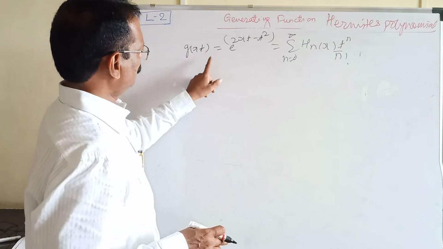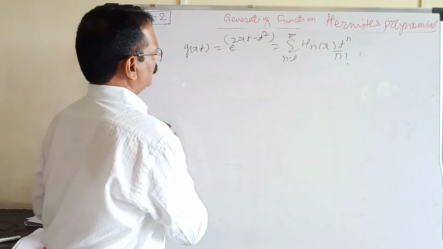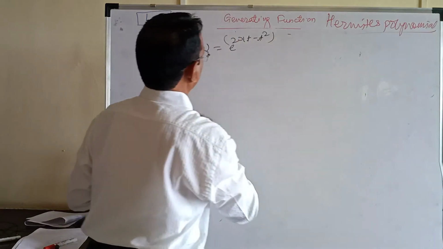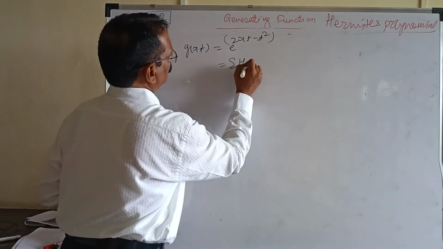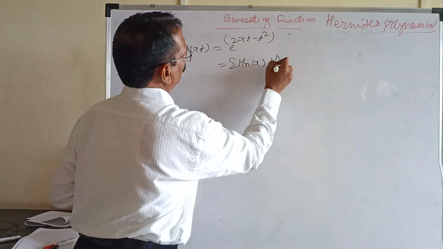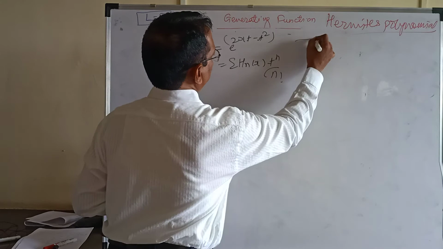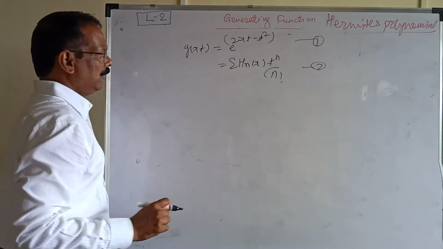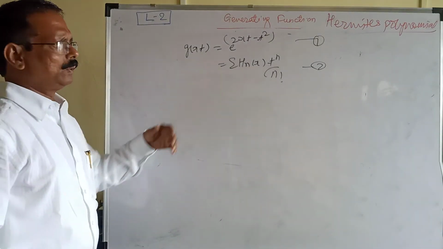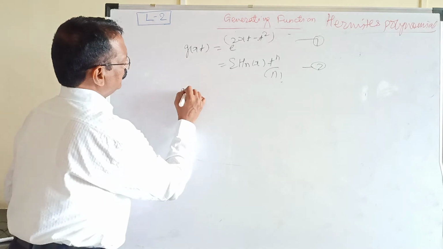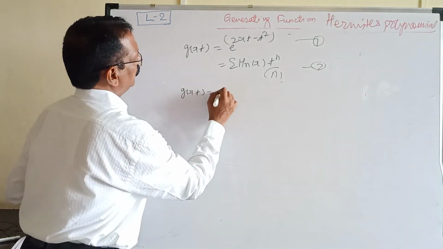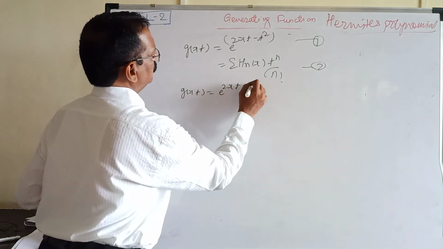Suppose this is the equation. So we are writing it another way: g of xt is equal to summation of hn of x into t raised to n upon n factorial. So it is equation number 1 and equation number 2. Recall equation 1. What is equation 1? g of xt is equal to e raised to 2xt minus t square.